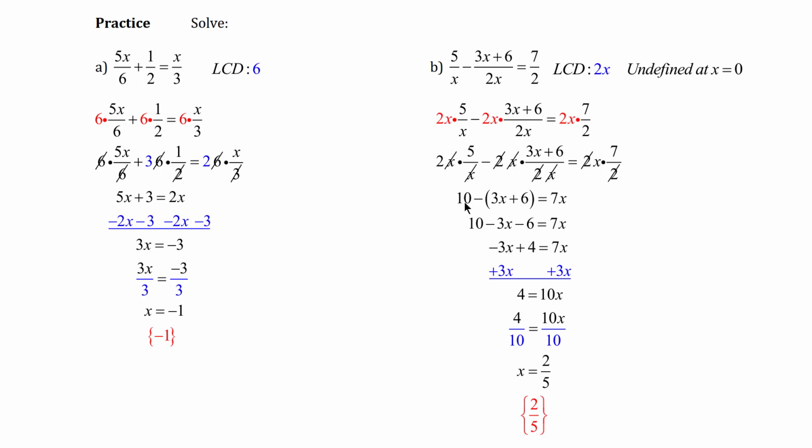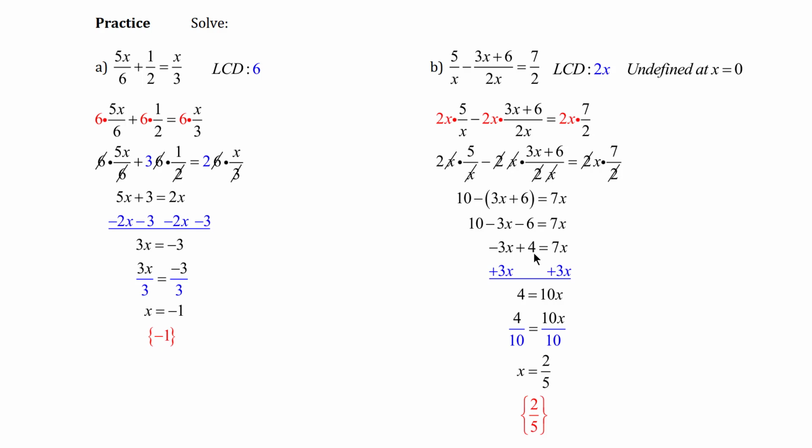The result is 10 minus (3x plus 6) equals 7x. Next, we distribute the negative inside the parentheses to the 3x and the plus 6, and we bring down all the other terms. The result is 10 minus 3x minus 6 equals 7x. From here, we combine like terms with the 10 and the minus 6, which is positive 4, and then we bring down all the other terms. We have -3x plus 4 equals 7x.